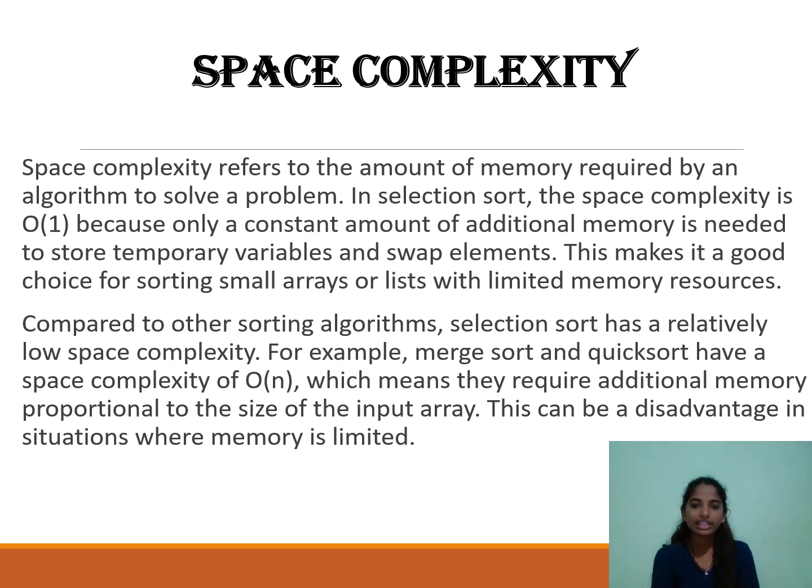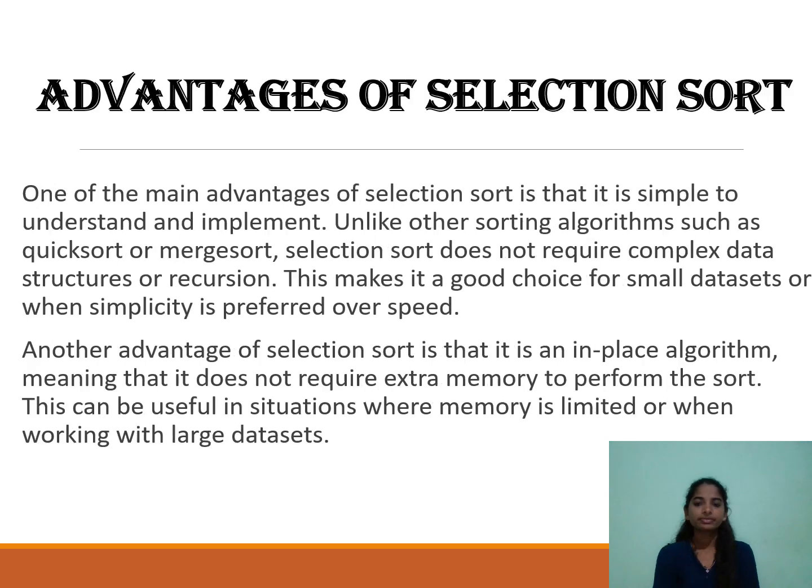Compared to other sorting algorithms, selection sort has a relatively low space complexity. For example, merge sort and quicksort have a space complexity of O(n), which means they require additional memory proportional to the size of the input array. This can be a disadvantage in situations where memory is limited.